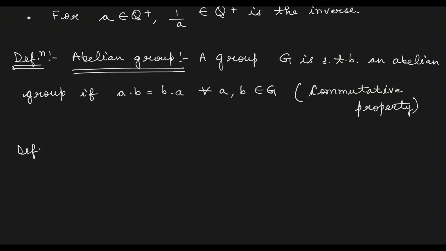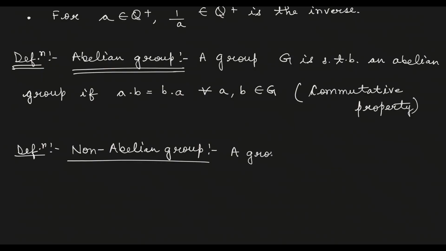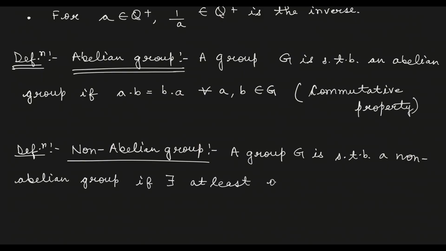Next, non-abelian group. A group G is said to be a non-abelian group if there exists at least one pair of elements A comma B belongs to G such that commutative property is not satisfied.